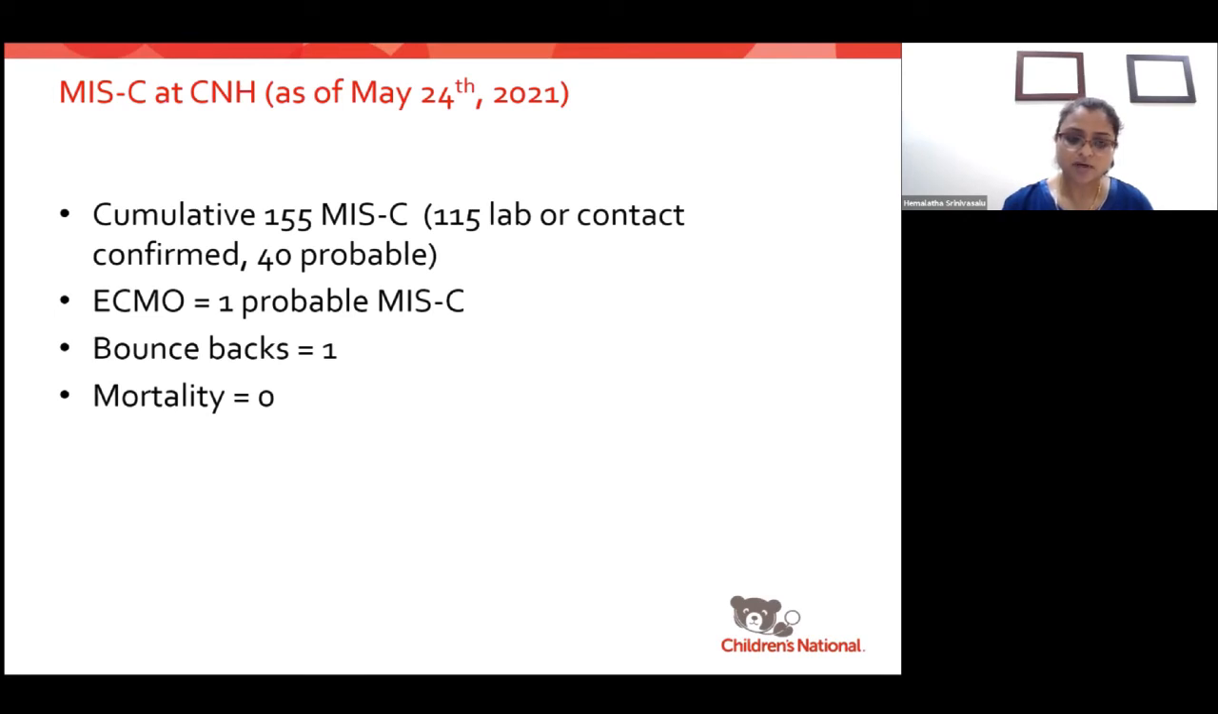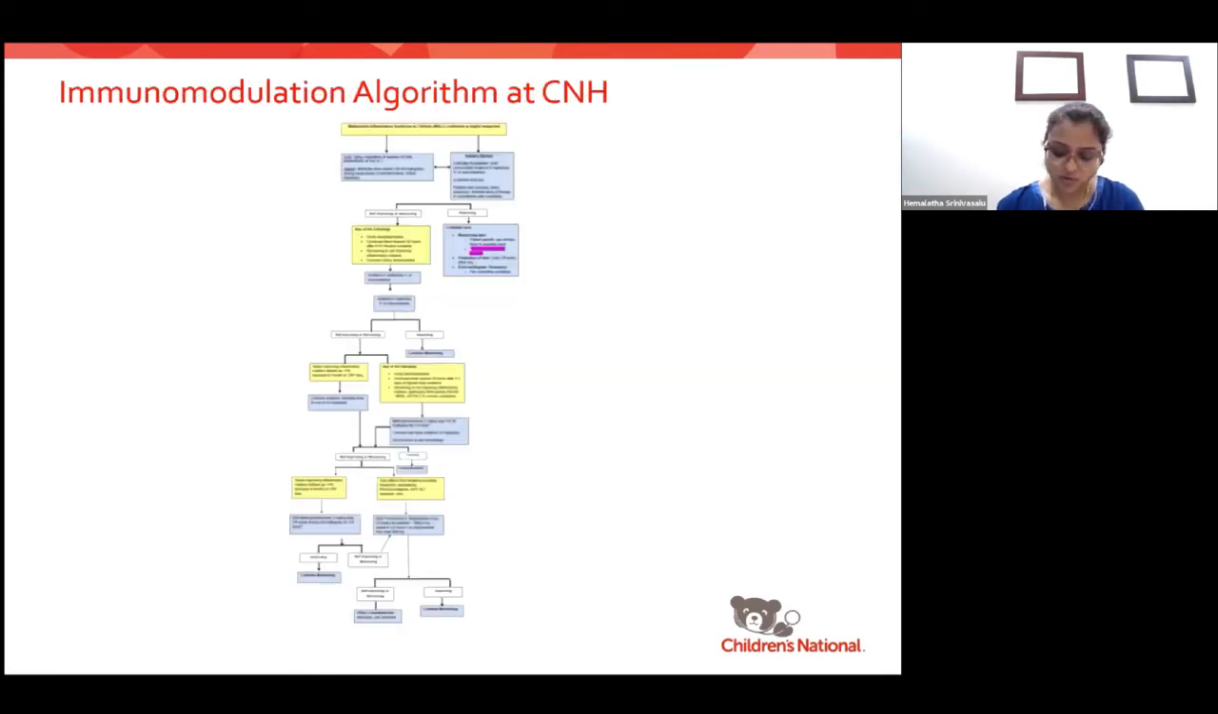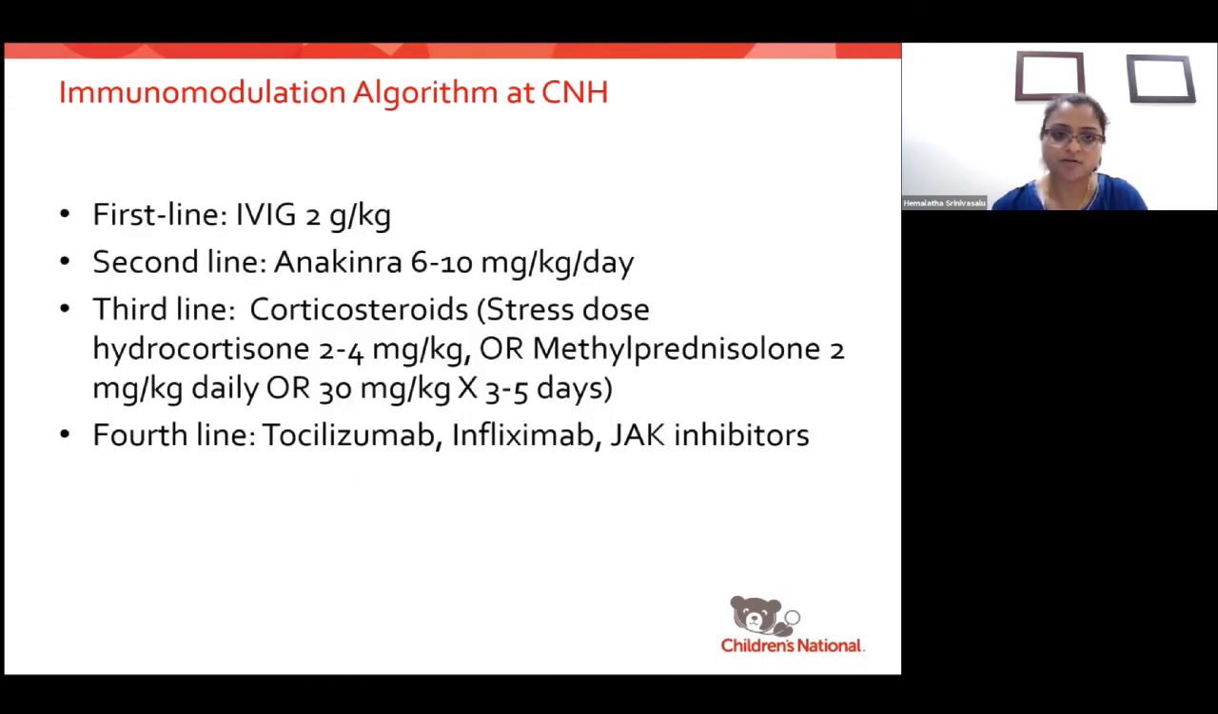To date, we have treated around 155 patients with MIS-C. We have had only one patient require ECMO. We've had one bounce back and no mortality. This is an overview of the immunomodulation algorithm that we use at Children's. Don't worry, I don't expect you to read the small font here. I'm going to go through the highlights of the immunomodulation pathway that we use here.